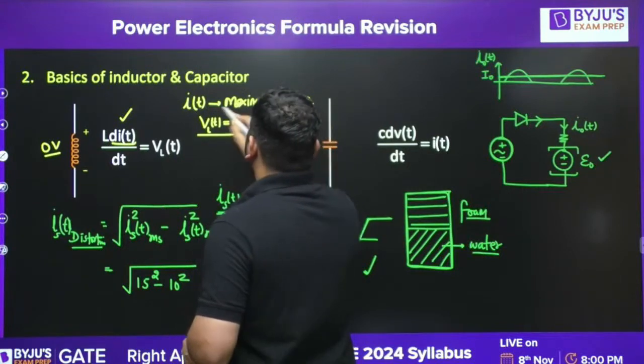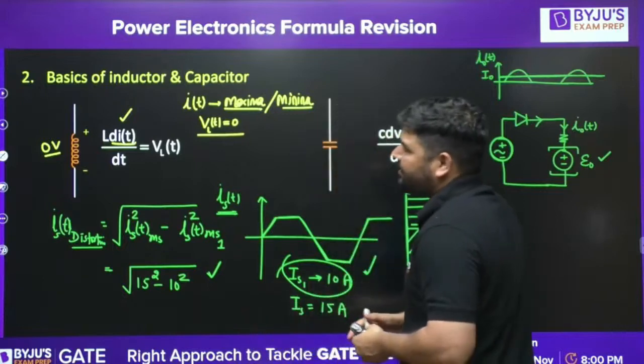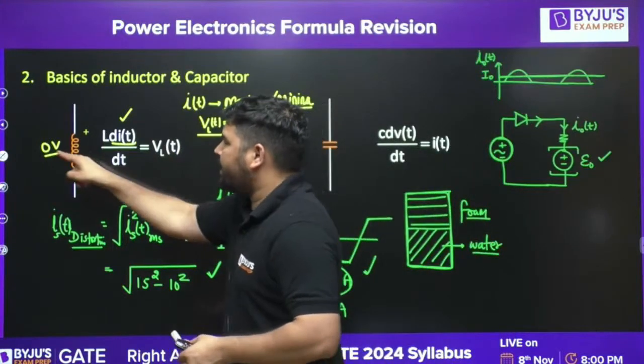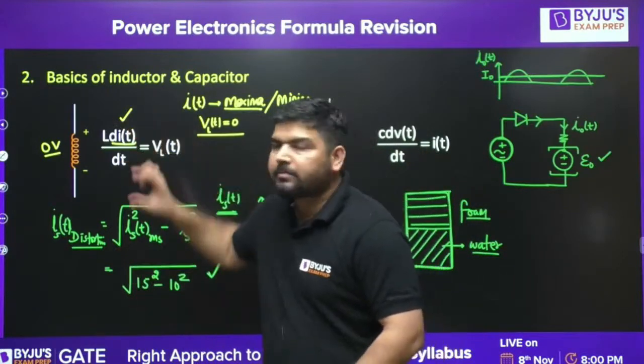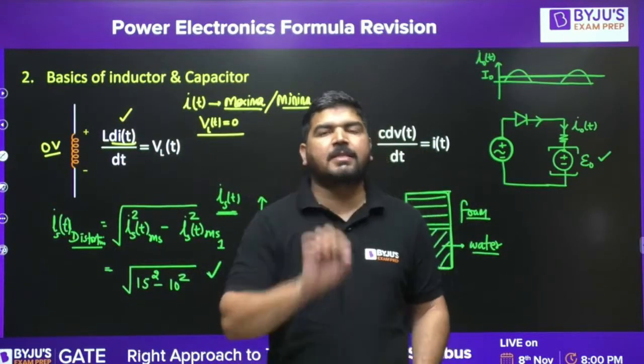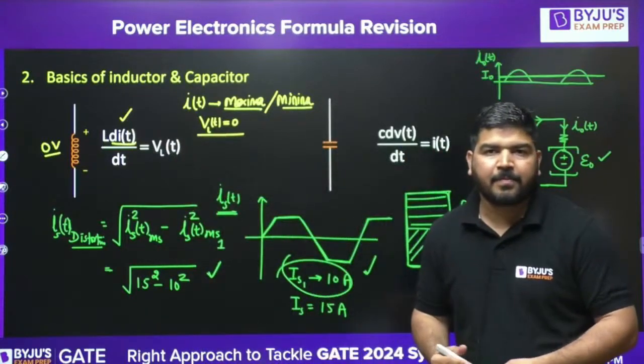Generally, you have maxima in power electronics. So, again, let me repeat. If the voltage across inductor is 0 at some instant, let's say voltage is varying, but at some instant voltage is 0, it means the current has the maxima.